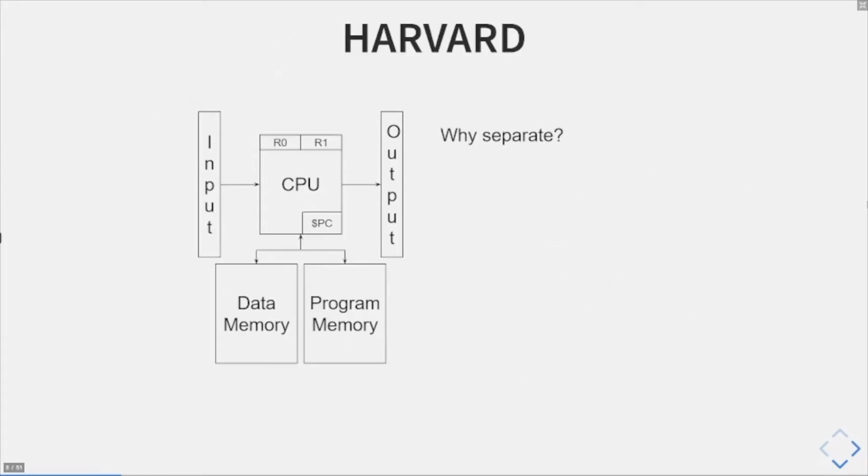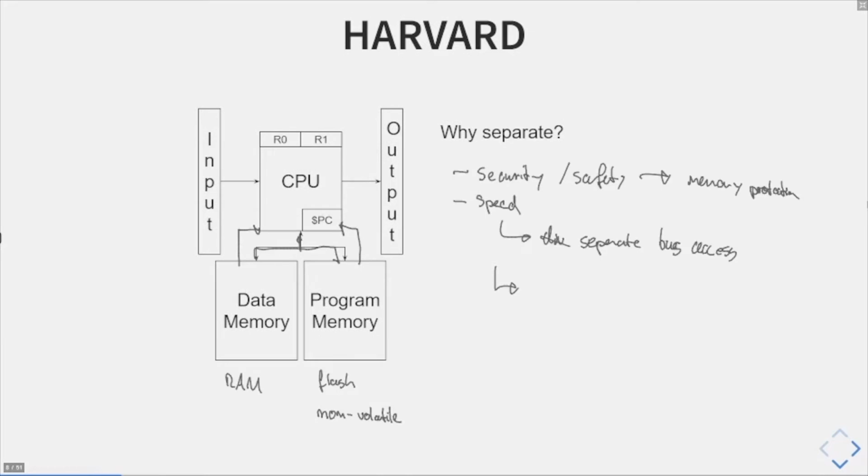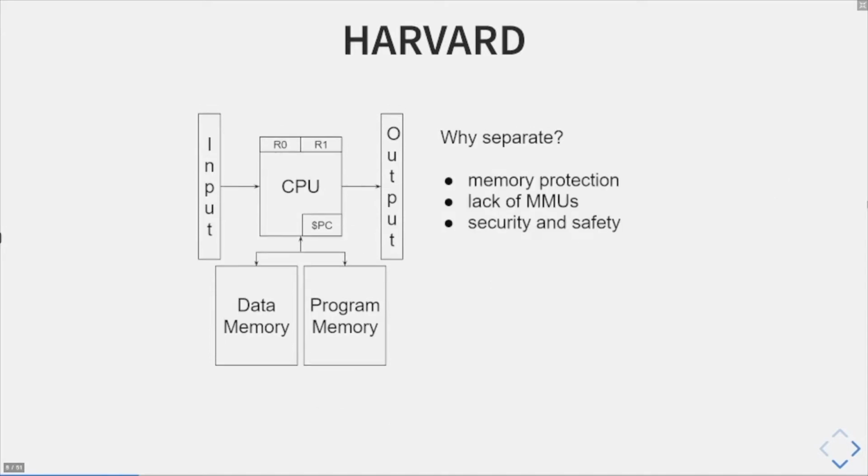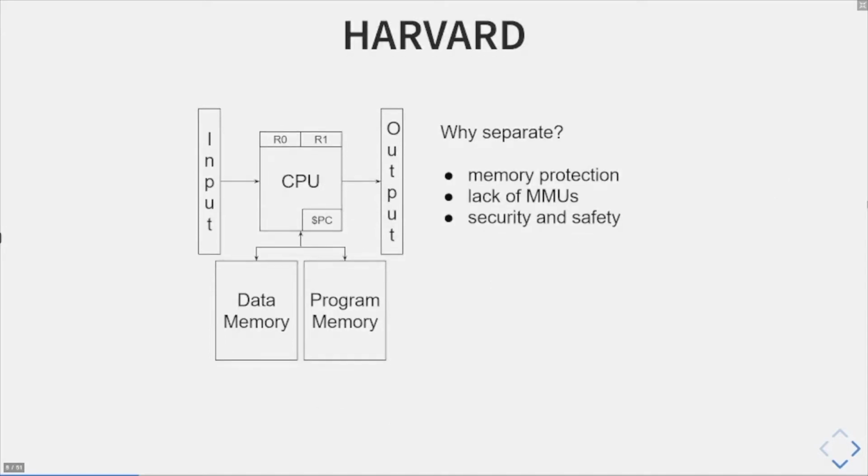Okay, so speed is one thing, and this non-volatile thing is the other, if you have different types of memory that you want to support for the Harvard architecture. All right, these are the two things that you will have.